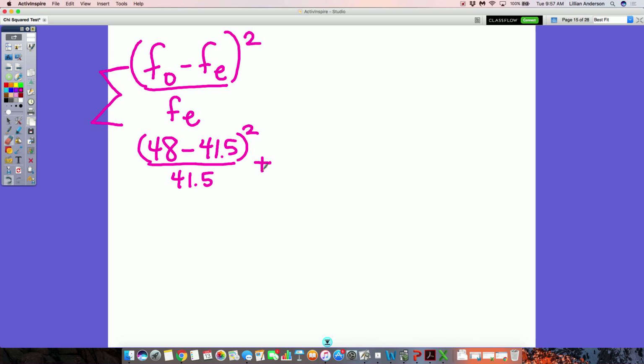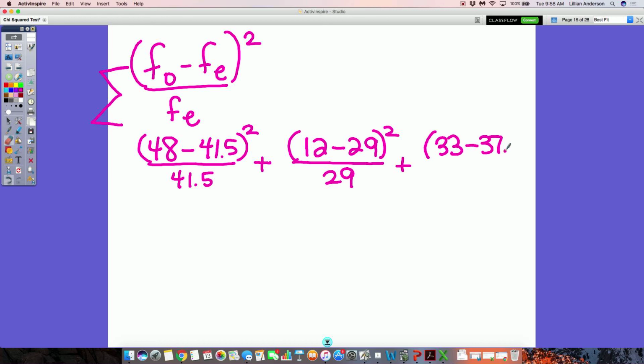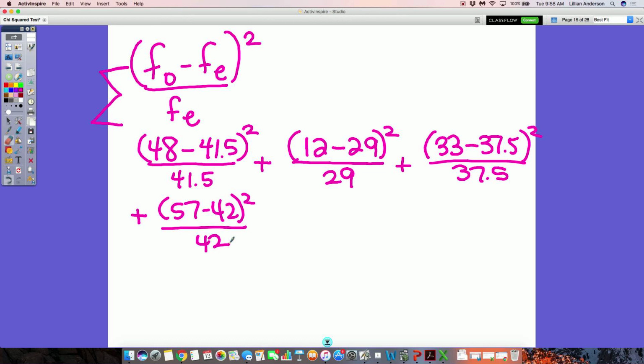And then I'm going to do that same process. The next color was guys who liked white shirts. How many guys like white shirts? 12 guys like white shirts. I'm going to subtract it from that respective expected frequency, which was 29, square it, and then divide it by 29. And I'm going to continue to repeat that process. What's the next one? 33. And the last one for the guys? 57 minus 42. We're going to add all of these, and we have to do the same thing for the women.